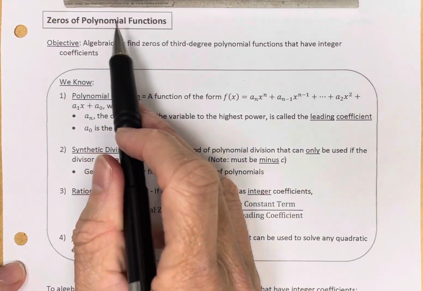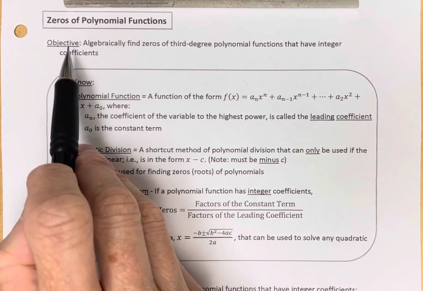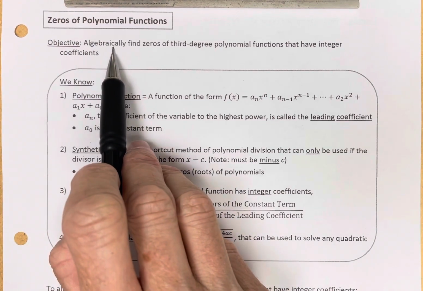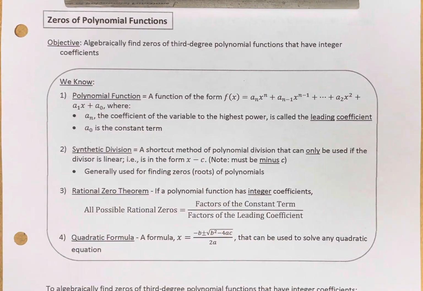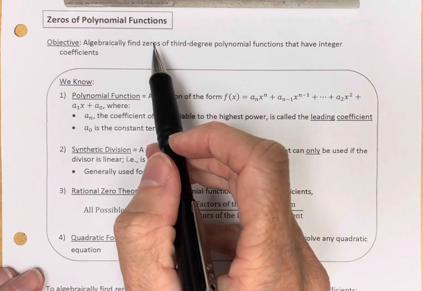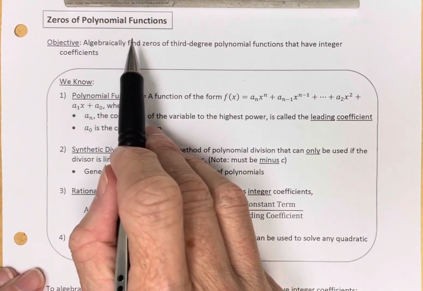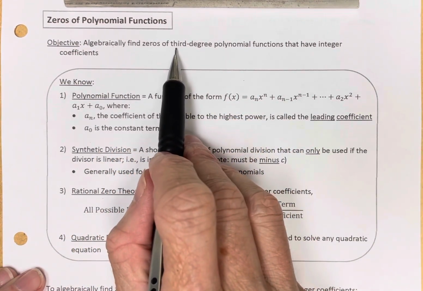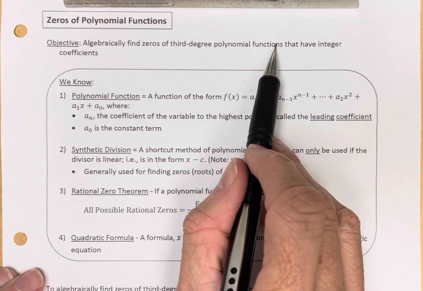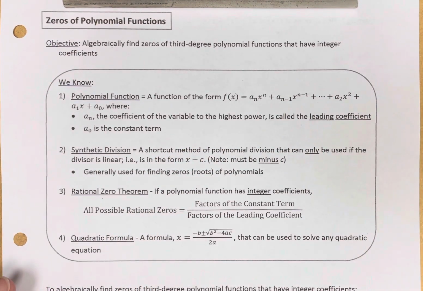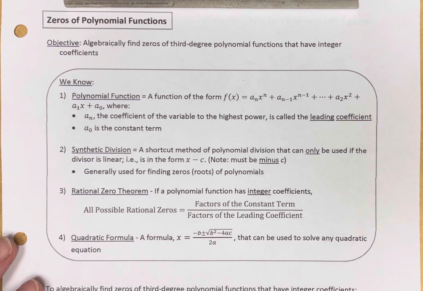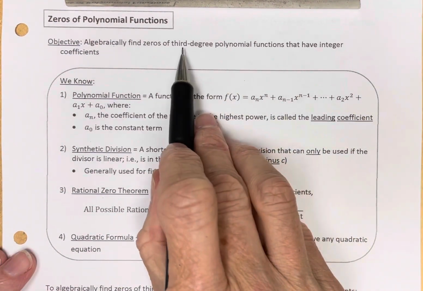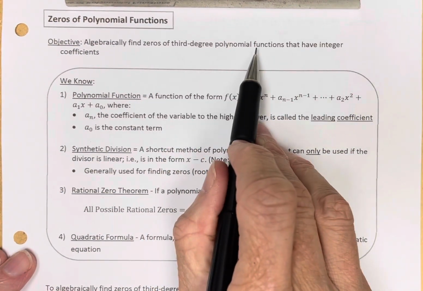Zeros of polynomial functions. Our objective here: we want to find the zeros algebraically, so we're not going to make use of our graphing calculator. We're going to do this algebraically, and we're going to stick to third degree polynomial functions. Things get a bit more complicated at fourth degree and fifth degree, so we're just going to stick to third degree in this video.